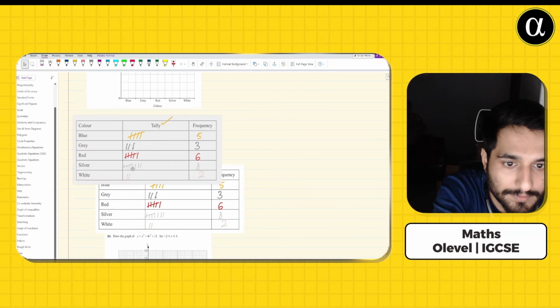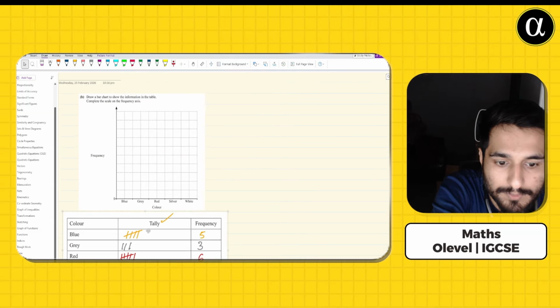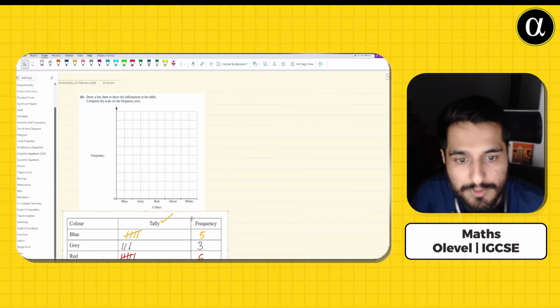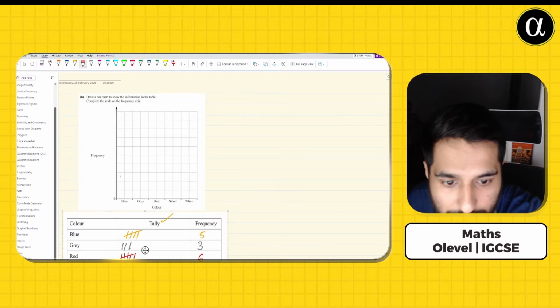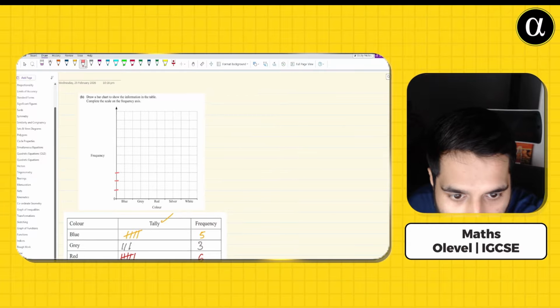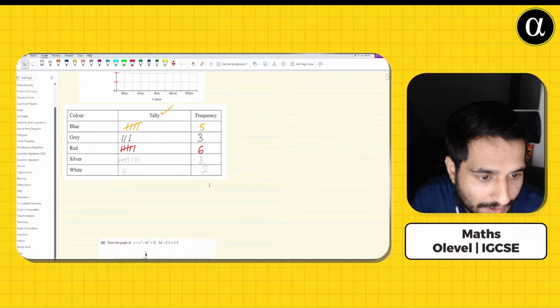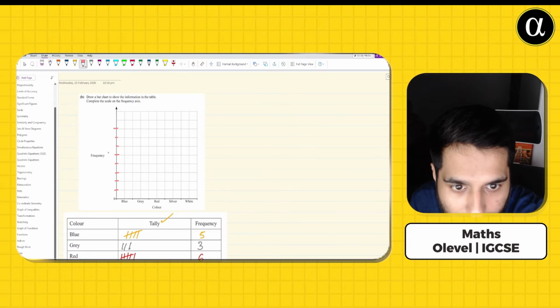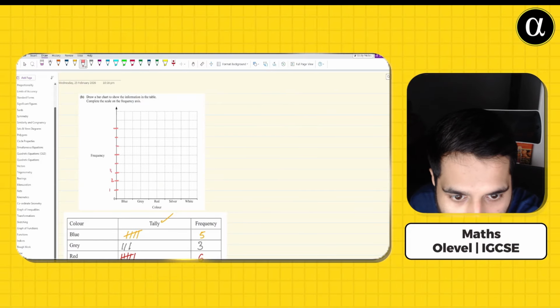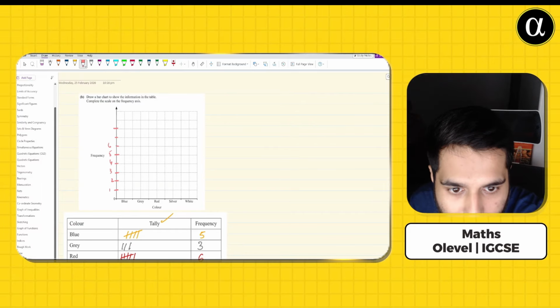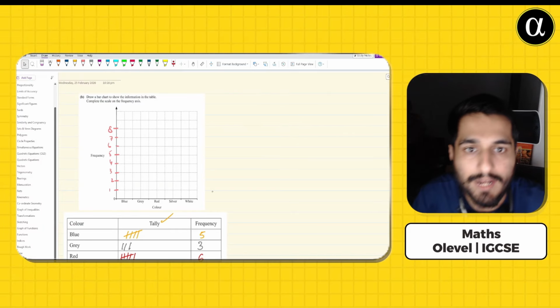Now let's say we have blue. The frequency for blue was supposed to be 5. Let's number it real quick. 1, 2, 3, 4, 5, 6, 7, and then we need like a maximum of 8 numbers. So we do 1, 2, 3, 4, 5, 6, 7, and 8, and we will be drawing bars.